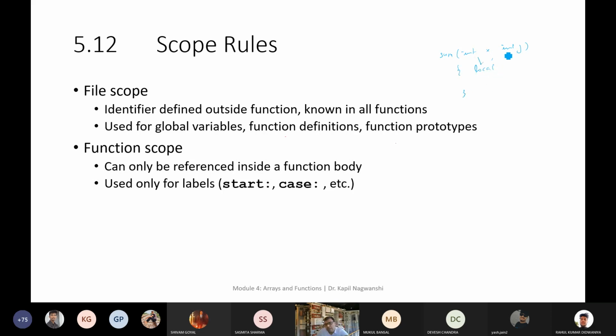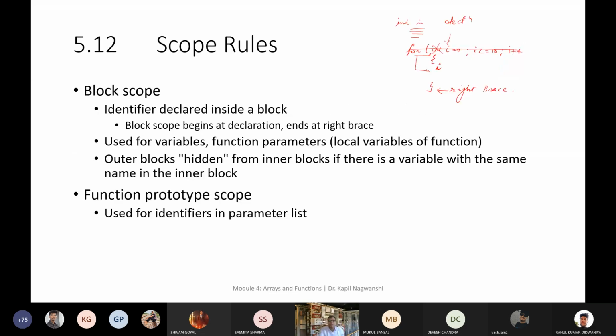Okay, this integer x and this integer y is local to this sum function. So we will see later on. Block scope means a particular block, like for i equals 0, i less than or equal to 10, i plus plus. If integer i is written there, then this i has a different meaning. So we will see in an example.